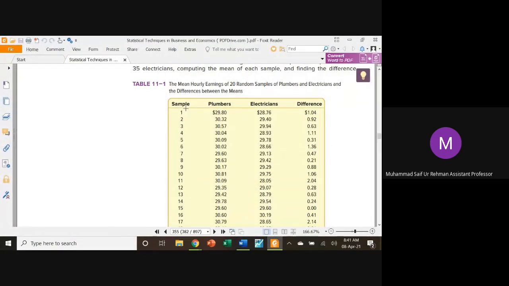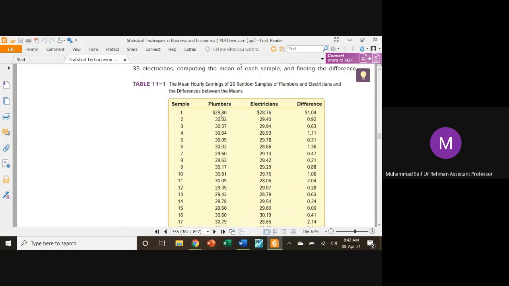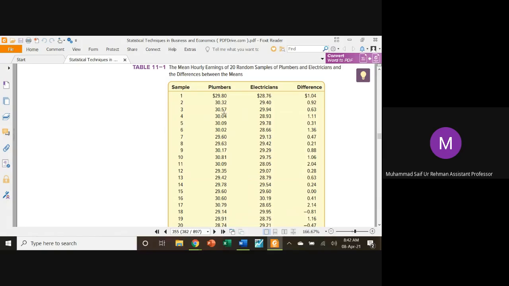Let's say this is the example. Samples are there, 20 samples are there, plumbers and electricians. So what is this value 29.80? Basically, there were 40 values in the sample, and we added 40 values and then divided by 40, and then we obtained this value. So this is the sample mean for the first sample. This is the sample mean for the second sample, third sample, fourth sample. So these are the means. So the distribution of these means will be normal. So this was the case that we were taking in chapter 10.